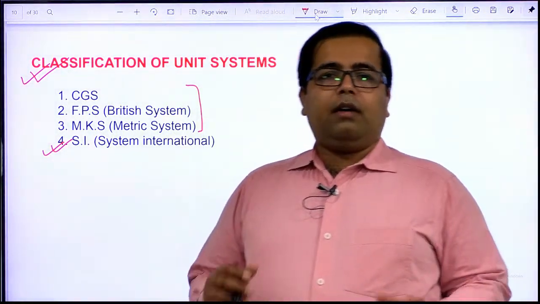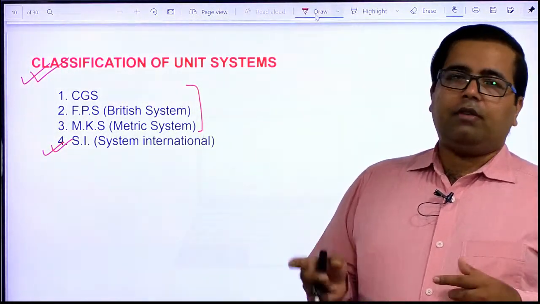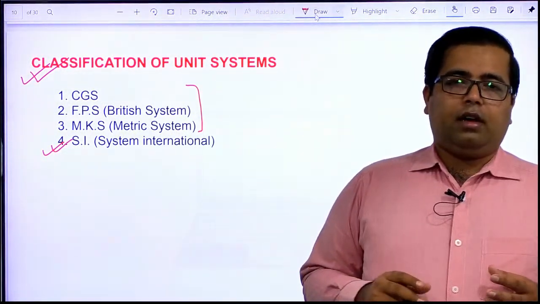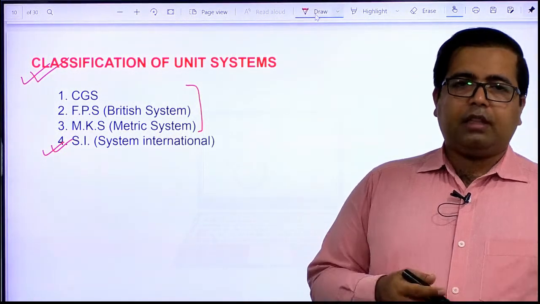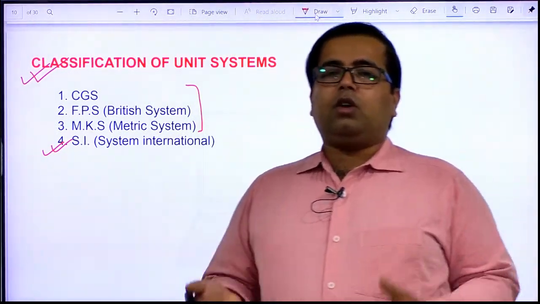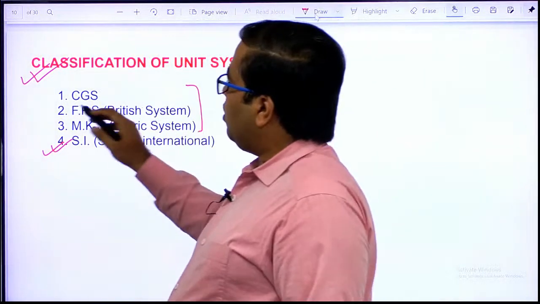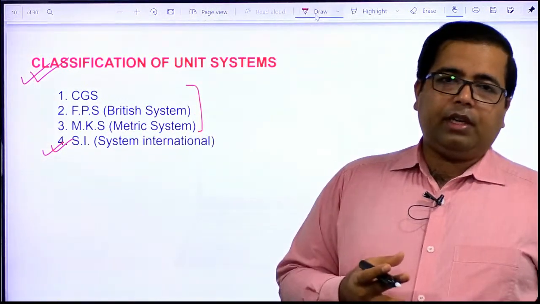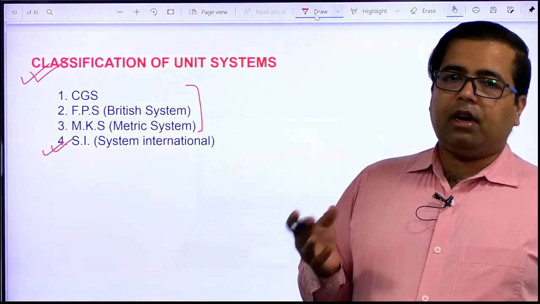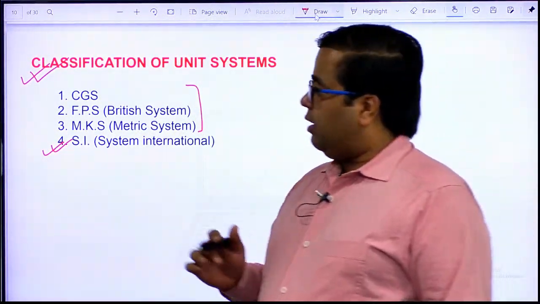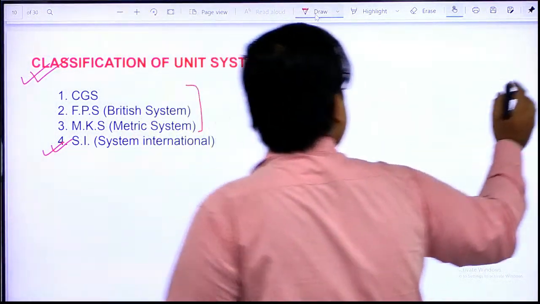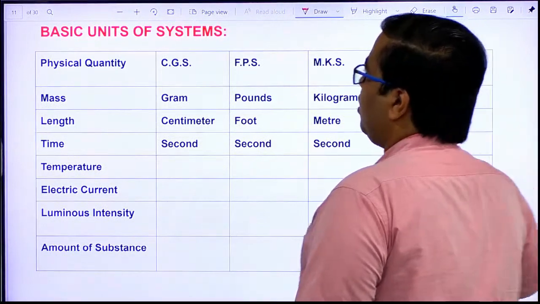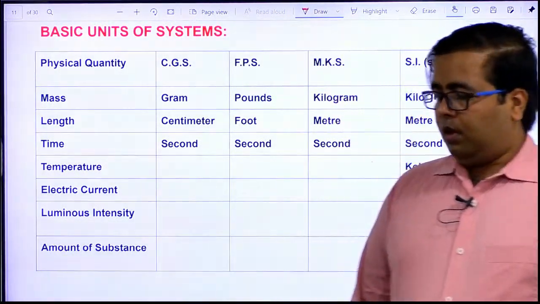So in calculation you have to convert into the SI system. That means in questions they check whether you can convert units or not. That's why you need to know what units we take in the CGS system, and what fundamental quantities we take in that system. So let's see the basic units of systems.